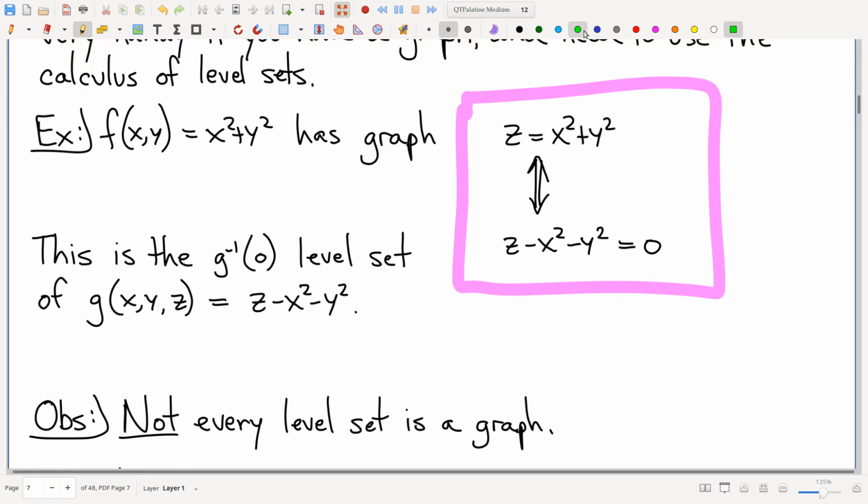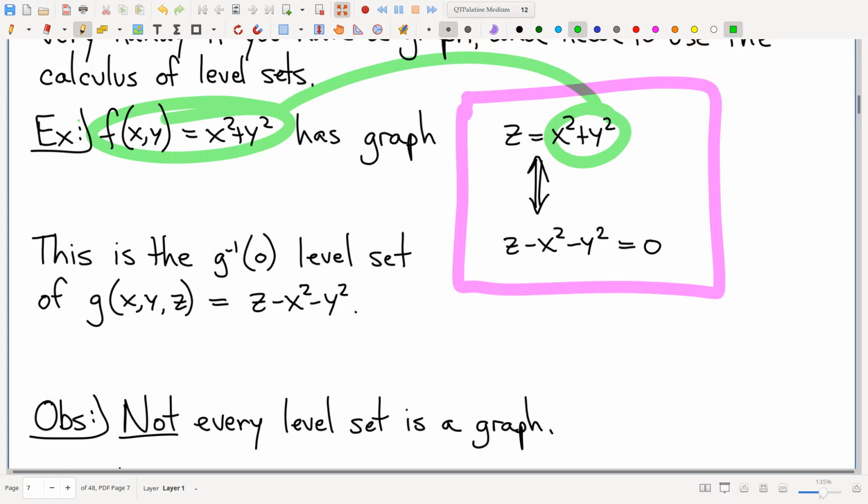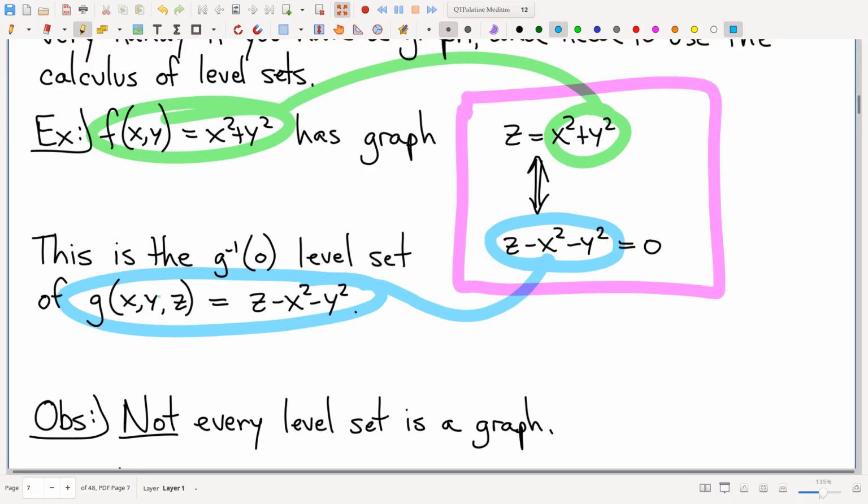But this function is a function whose graph is what we're talking about. But I can instead apply the calculus of level sets to that function and make an inference about the surface that came to me as a graph, but I can treat it as being a level set of something else.